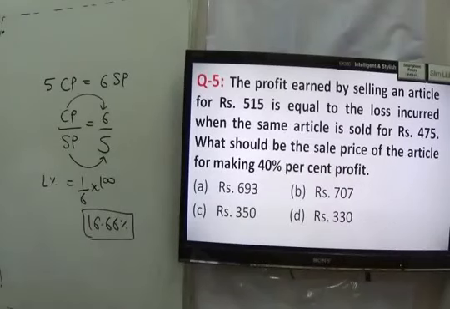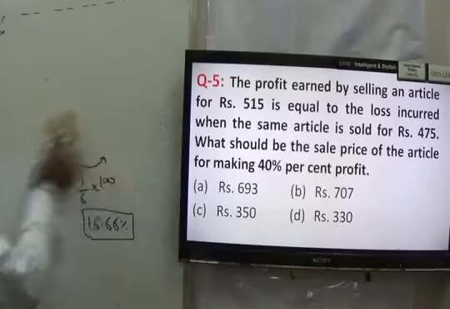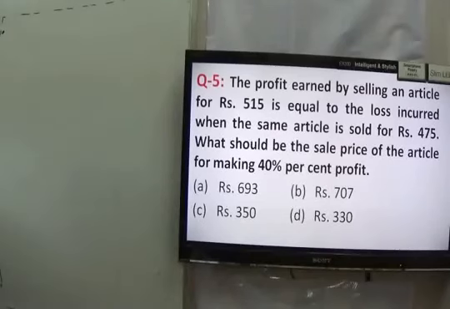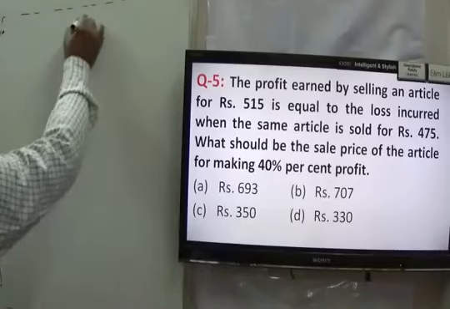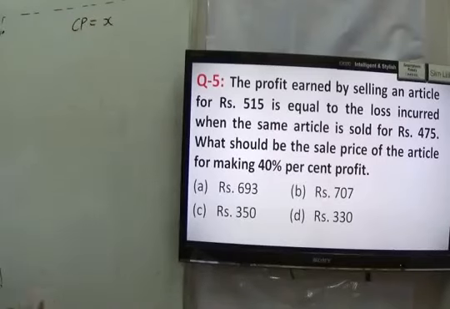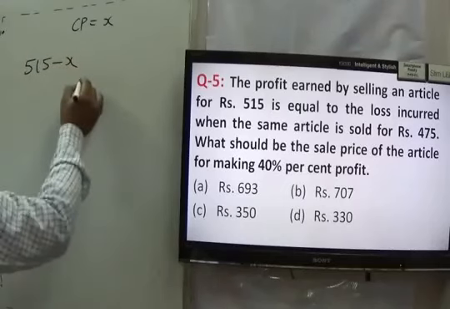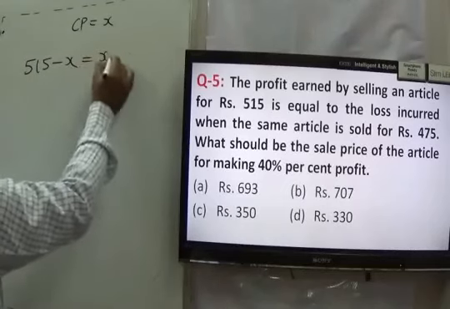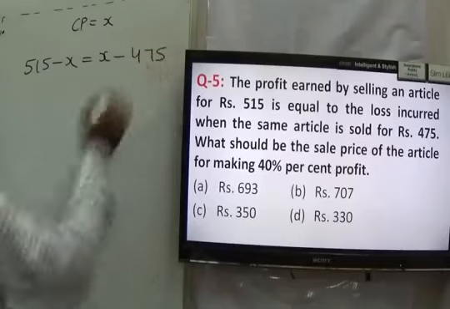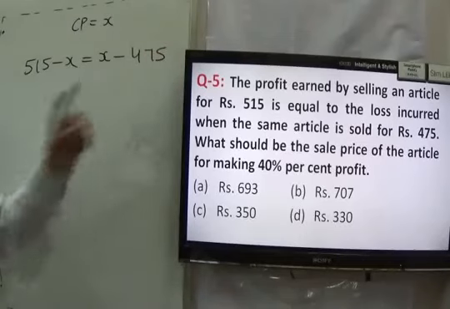Next you have question number 5. Read it carefully. It is given that profit earned by selling an article for 515 is equal to the loss incurred when the same article is sold for 475. Let us assume that the cost price of the article is X. We know that profit is always equal to selling price minus cost price, and loss is always equal to cost price minus selling price. In this question it is given that this profit is equal to loss.